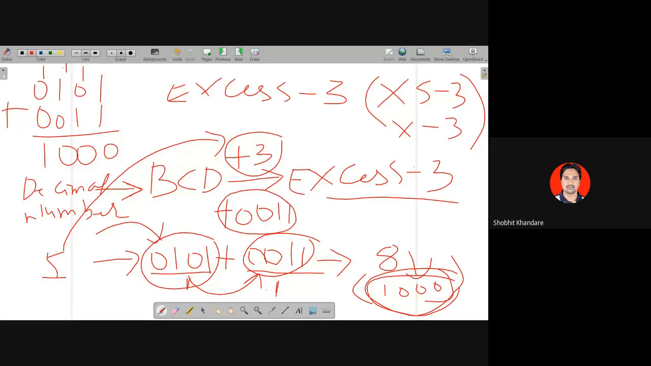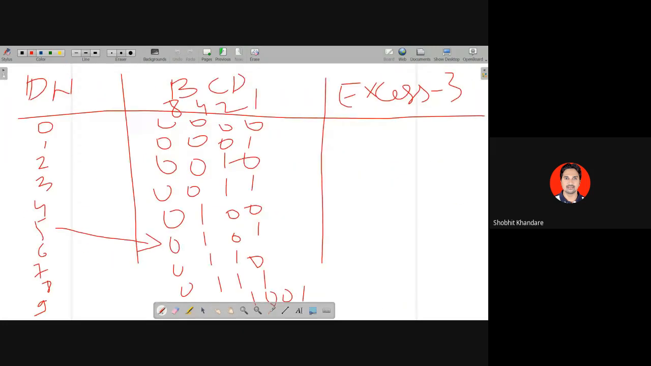So with this understanding, now I will be able to complete the table. So 5, 0101. एक्सेस 3 में क्या लिखूं? 1000. वेरी गुड. फॉर 4 फटाफट बताओ. एक्सेस 3, 4 plus 3. 0111. Very good. 0111. For 3.